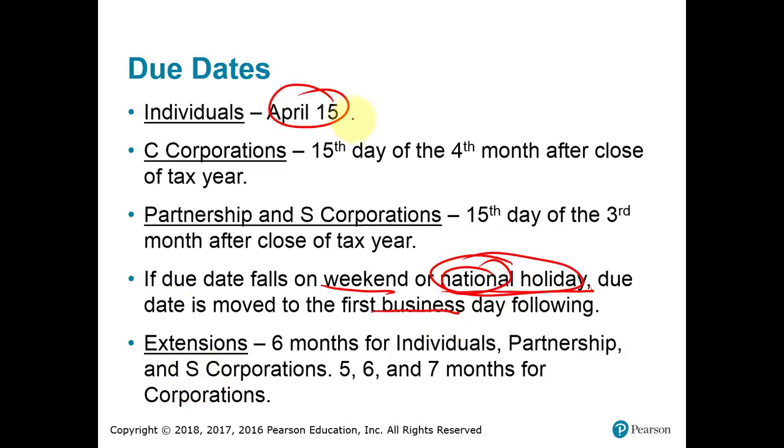If you cannot file by April 15th, the recommendation is to file an extension form. You can do this electronically also, and you get an automatic 6-month extension. So adding 6 months to April 15, that would be October 15. Again, subject to the weekend or the holiday issue here.